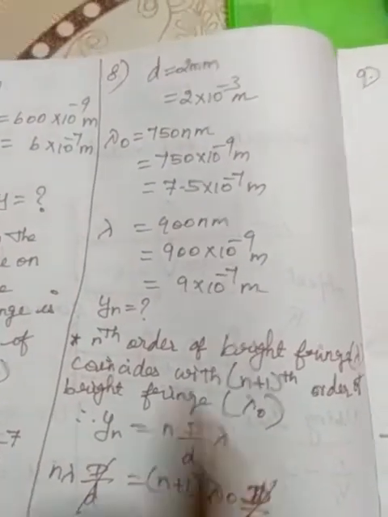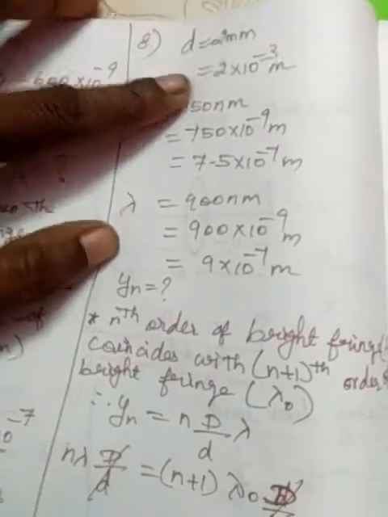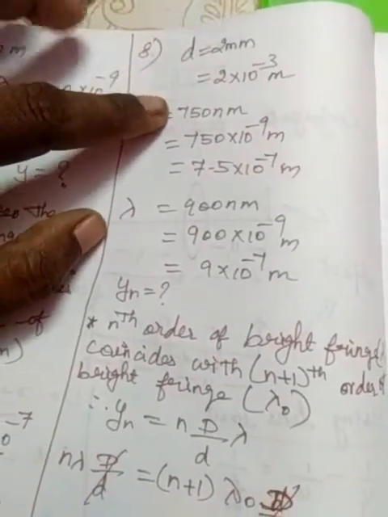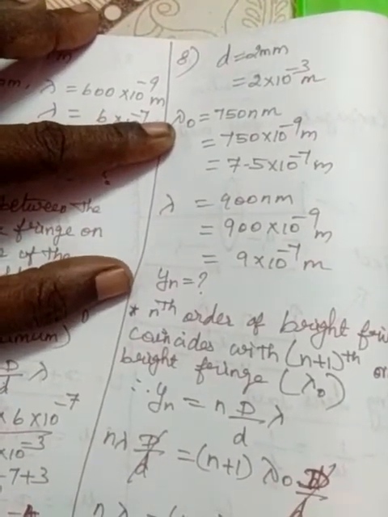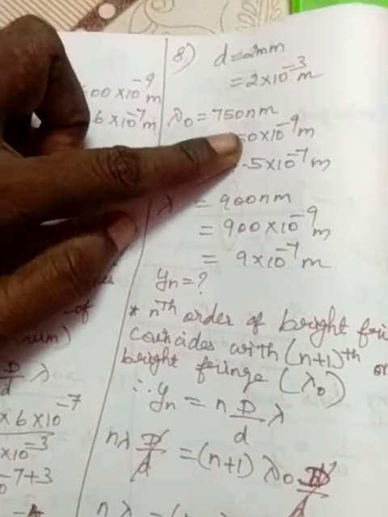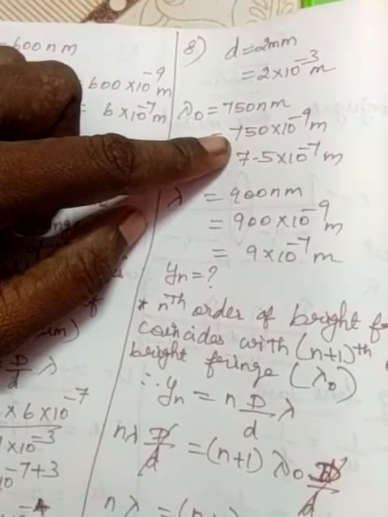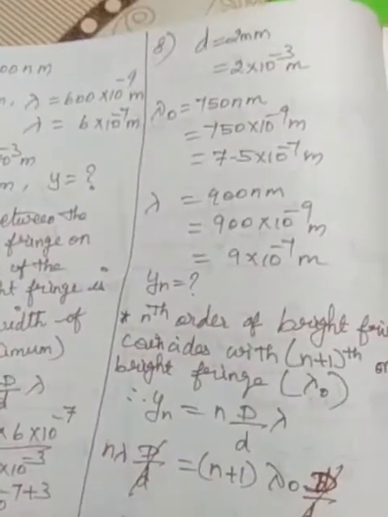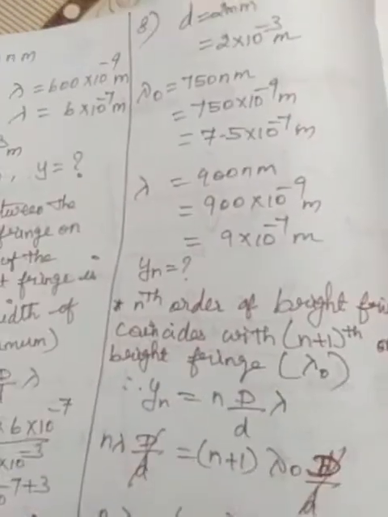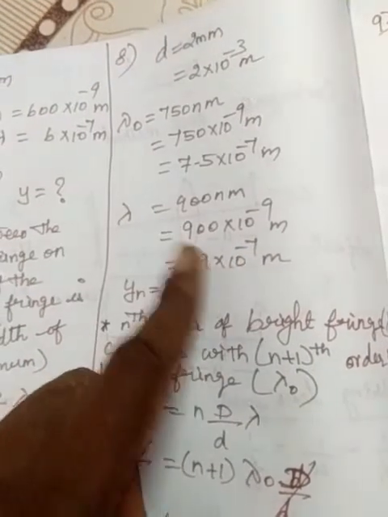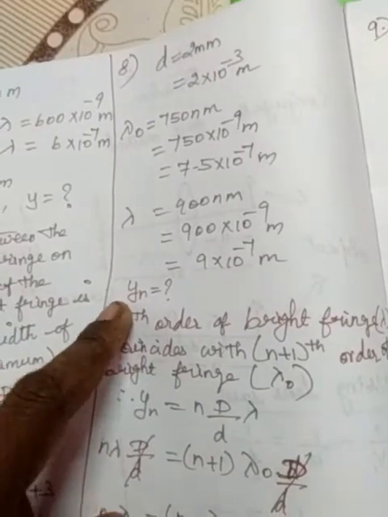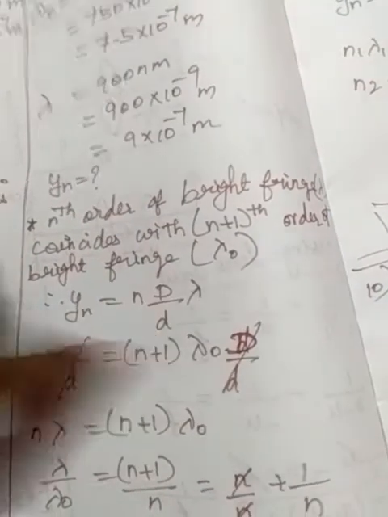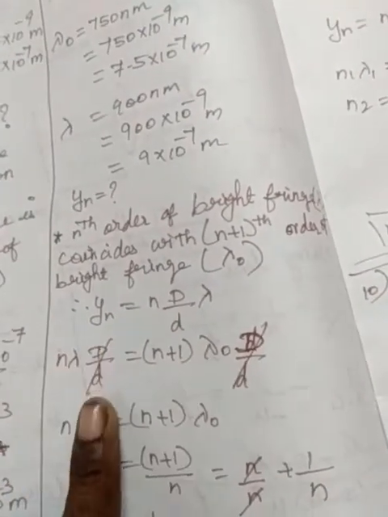So d is given as 2 millimeters, which we rearrange and write as 2 into 10 to the power of -3 meter. Lambda naught is 750 nanometer, which we write as 750 into 10 to the power of -9 meter, that is 7.5 into 10 to the power of -7 meter. This lambda is 900 nanometer, that is 9 into 10 to the power of -7 meter. We have to find out the yn value. So the formula is yn equal to n D by d lambda. Now we have to take the y1 value.